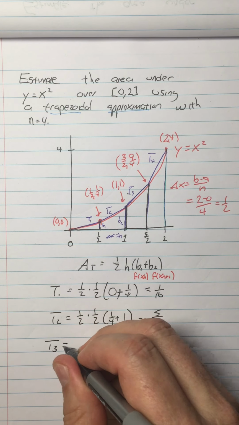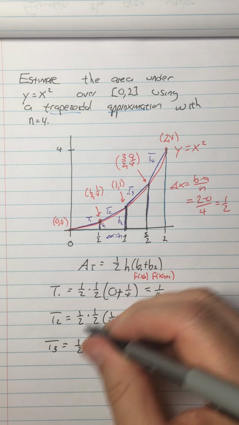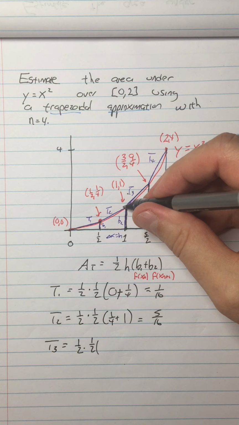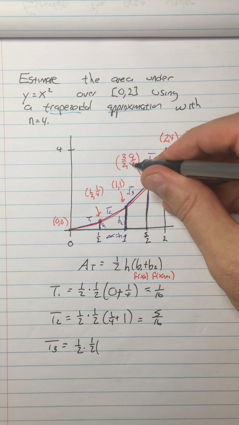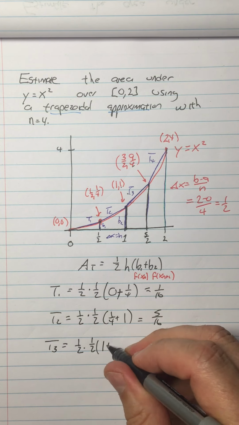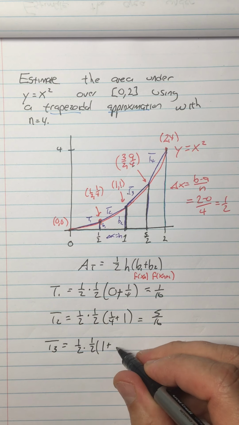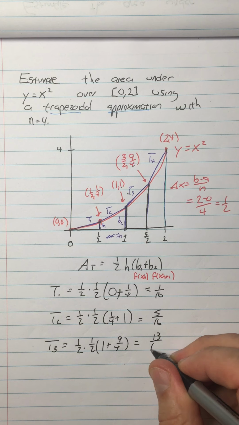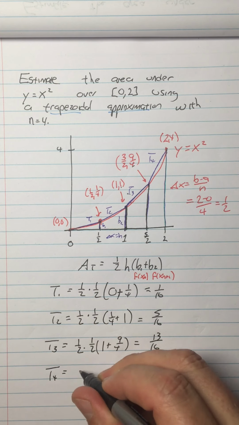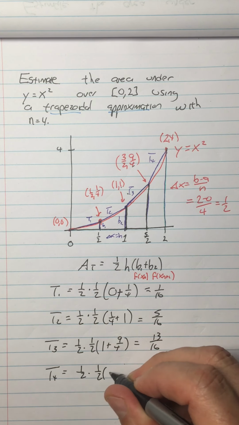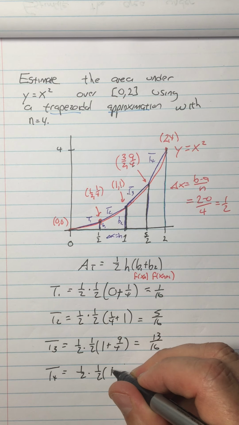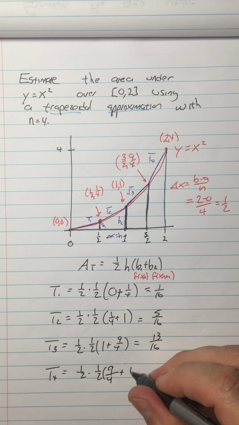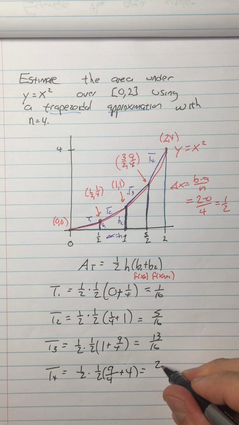And then for my T3, I get 1/2 from the formula, 1/2 from delta x. My heights are 1 and 9/4, using the y coordinate in each case. These values here, the B1 and B2, are y coordinates from the function. All right, so you can work that out. It's 13/16. And then your T4 is 1/2 times 1/2 times (9/4 plus 4), right? Yeah. So that equals 25/16.